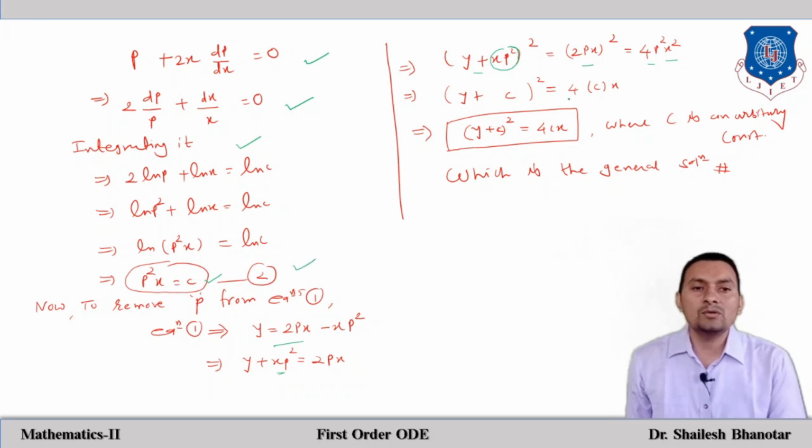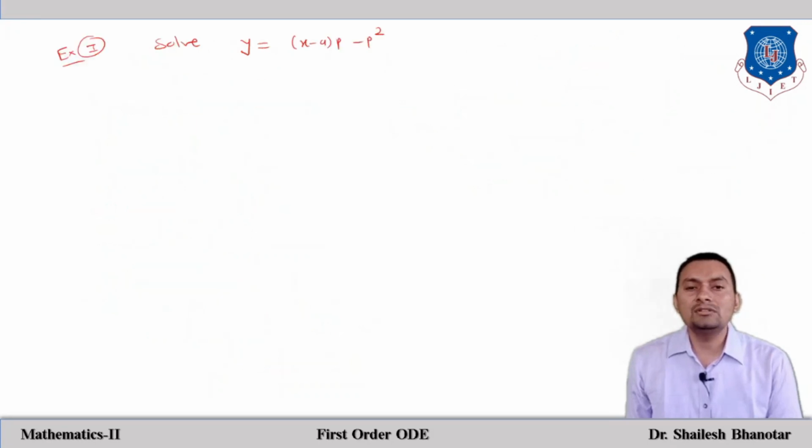So (y plus c) square is equal to, this can be written as 4 p square x into x, but we have p square x, and that is c. So we have written it over here. So finally we will have (y plus c) raised to power 2 is equal to 4cx, where c is an arbitrary constant, and that will be the final general solution. So let us move on to the next question.